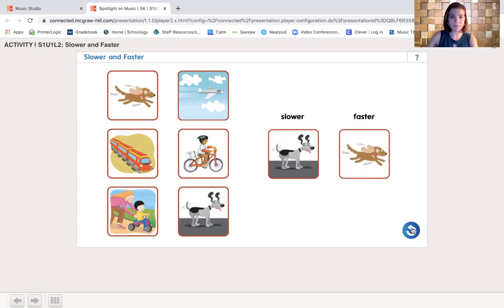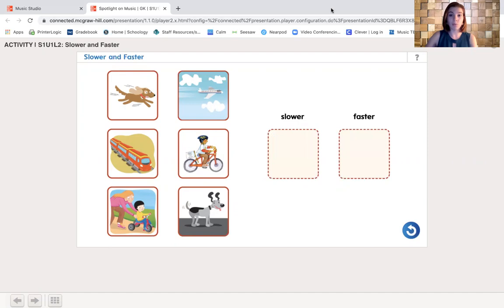Okay? Then we have two types of bicycles right here. Which one of these two bicycles do you think is slower? Probably this one because it's a little kid learning how to ride. And this one is probably faster because he already knows how to ride and he can go really fast.